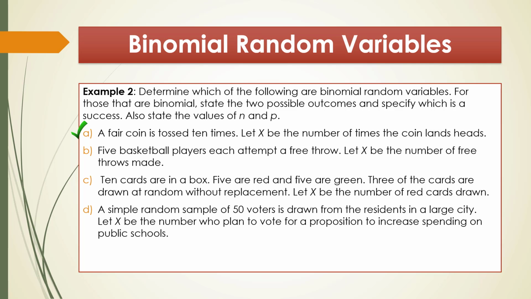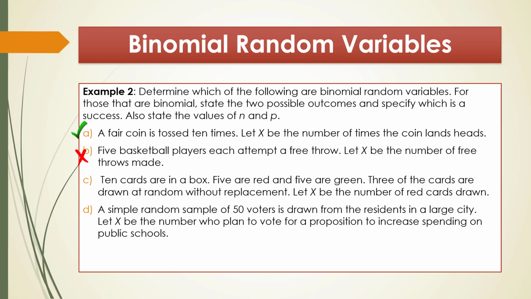So A is yes and B is no. Now we look at C. 10 cards are in a box, so we have 10 trials, 5 red and 5 green. 3 of the cards are drawn at random without replacement.